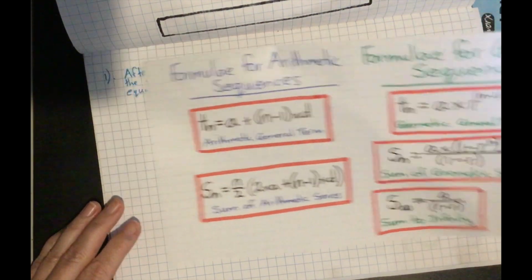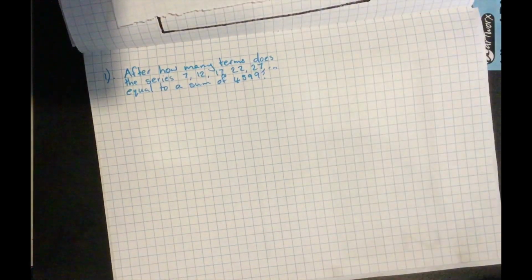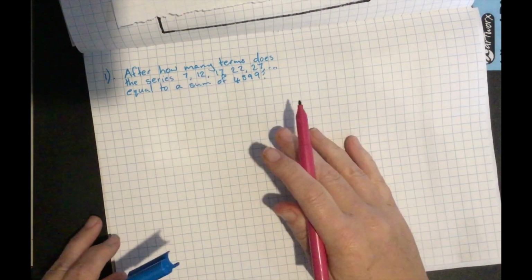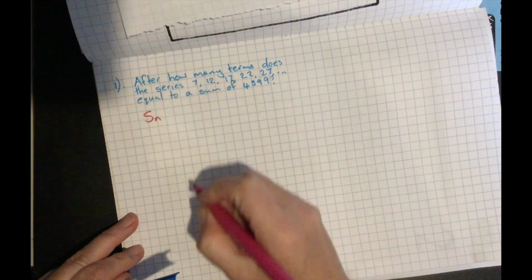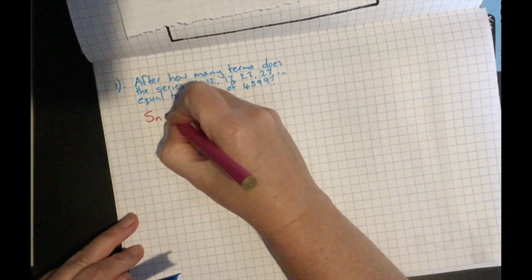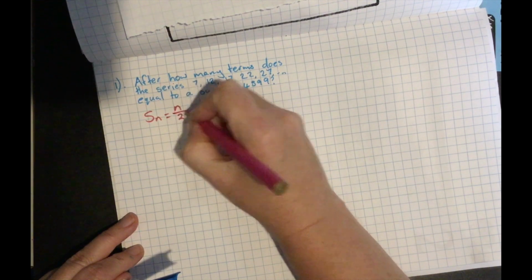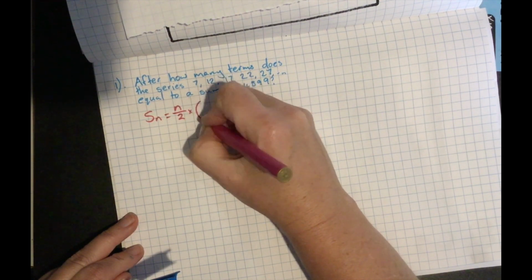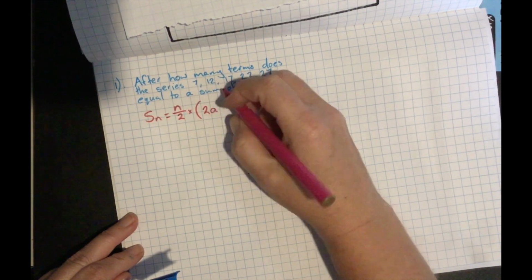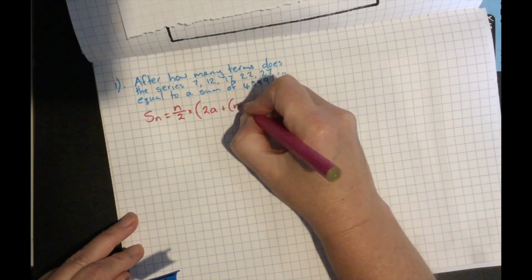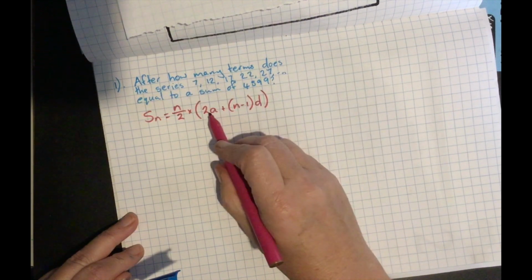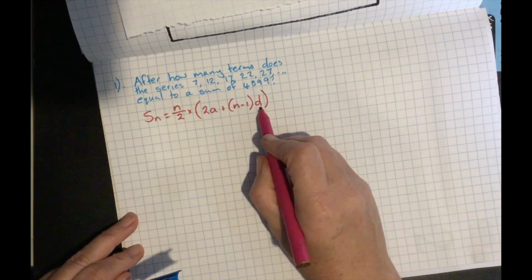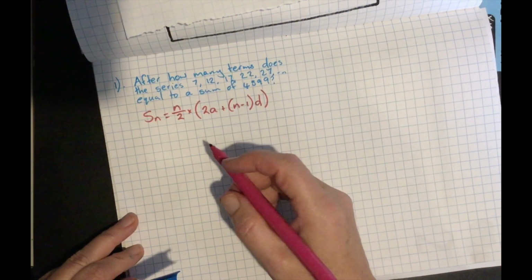Like every other time, we start by writing out the formula we're going to use. So let's do that. The sum up until the nth term is the same as n divided by 2 times 2a plus n take away 1 times d. Just because I haven't put the multiplication sign in, we know it's there, just remember that.